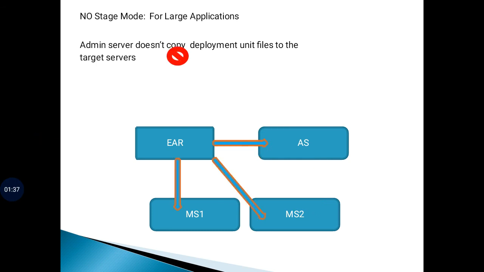Then we have no stage mode. The no stage mode is mainly used for larger applications, where your application server is not going to copy the archive files from your server or from any location to your MS1. So it's going to have its own copy. It's not going to copy anything. One thing we have to remember in this no stage mode is that the admin server is not going to copy. Instead, each and every managed server is going to have its own local copy from the shared repository, and that will be used to deploy.